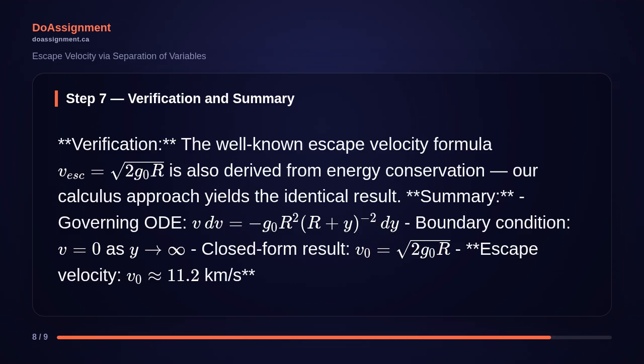As a check, this matches the classical escape velocity formula derived from energy conservation, confirming our result. In summary, by writing acceleration as v times dv dy, separating variables, and integrating with the condition that velocity reaches 0 at infinite altitude, we find the escape velocity to be the square root of 2 times g0 times r, which equals approximately 11.2 kilometers per second.